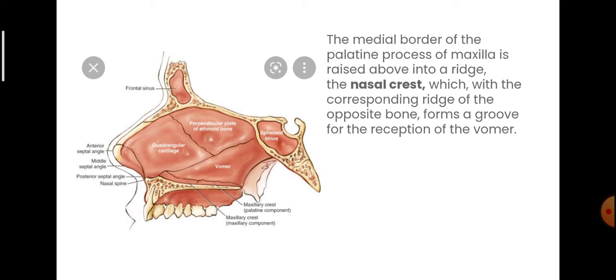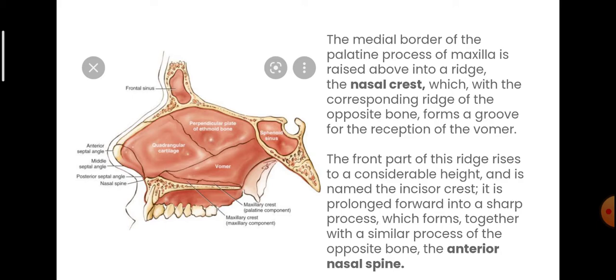The medial border of the palatine process of the maxilla is raised above into a ridge, and that is called the nasal crest, which, with the corresponding ridge of the opposite side, forms a groove for the reception of the vomer. Now, the front part of this ridge raises to a considerable height and is named the incisor crest. It is prolonged forwards into a sharp process, which forms, together with a similar process of the opposite bone, the anterior nasal spine.